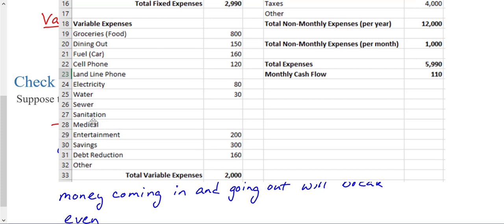So maybe they want to cut down on entertainment. Okay. And that might even affect the gas amount that you spend. By cutting down on entertainment, you're not going in and out. Dining out is another area that you might decide to cut back on, so that way your monthly cash flow is back in the positive.